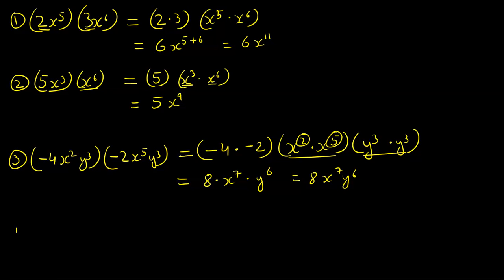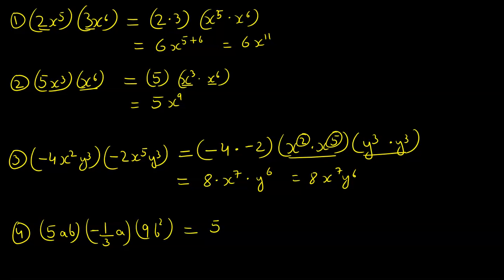Okay. We will take a look at one more example. This is 5ab in one parenthesis. And then we have negative 1 over 3a. And then we have one more, 9b squared. So again, we take all the numbers together and we multiply them first. 5 times negative 1 over 3 times 9. And then we have to multiply all the a's together.